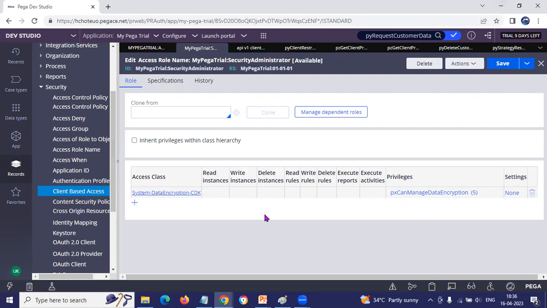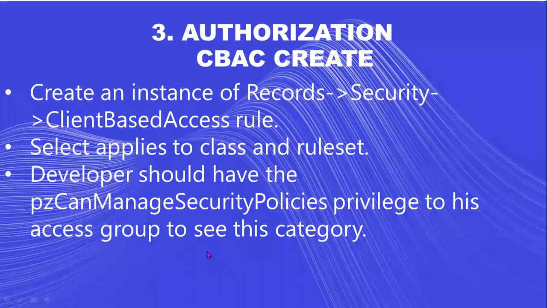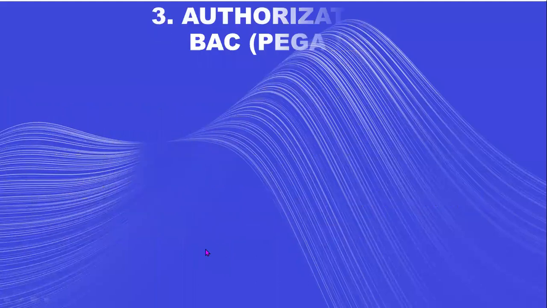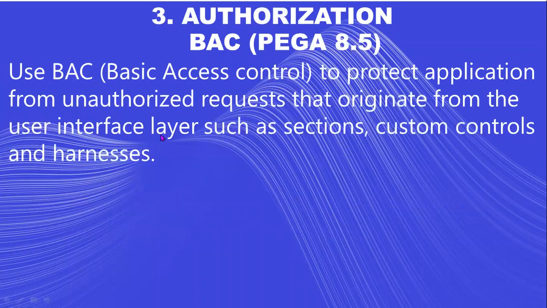Okay, so that is one of the important things we should remember. That is the client-based access control. The next one is the BAC, basic access control. It protects the application from unauthorized requests that originate from the user interface layer, such as sections, custom controls, and harnesses. Even from sections, custom controls, or harnesses, if you want to protect the application, then we can implement basic access control.